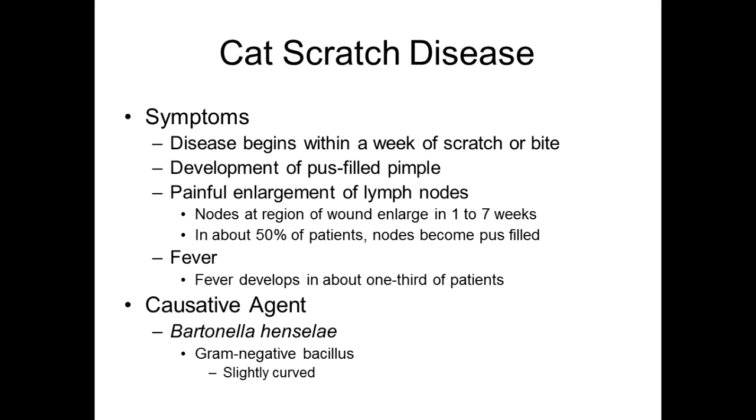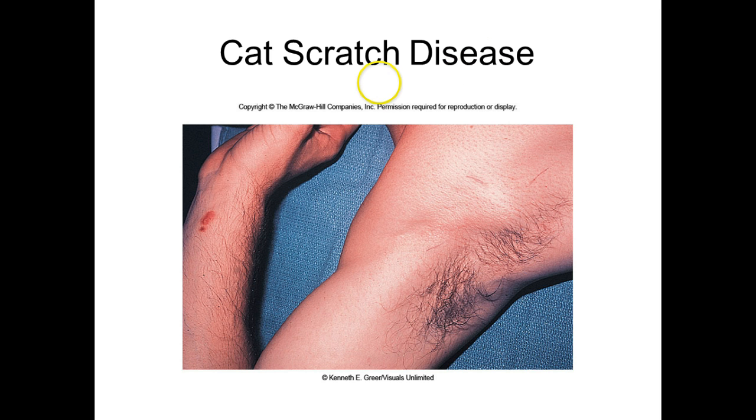The causative agent is Bartonella henselae. It is a gram-negative bacillus, so it's rod shaped. It does have a slight curvature to it. And so you can see here on this individual, you can see the wound, right? The entry point for the bacteria. But notice here in the armpit region, that swollen section right there, those are swollen lymph nodes in the axillary region, where it has traveled up the lymphatic system and infected that lymph node.